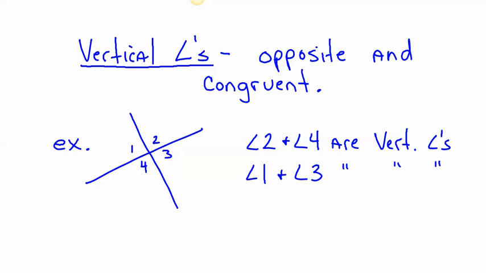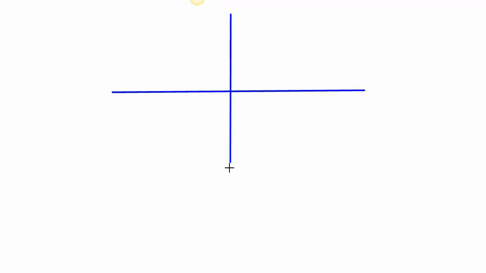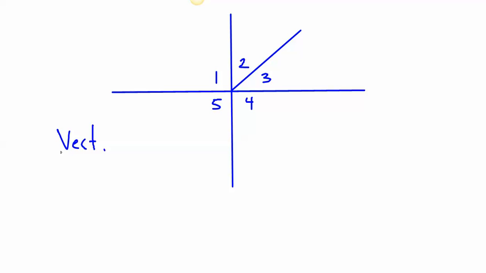Here's something you have to be careful of. You don't have to draw this if you don't want to. This picture gets people all the time. Angle 3, angle 4, and angle 5. All right, give me a pair of vertical angles here. Yes. Good. 1 and 4. Give me another pair of vertical angles. Yes. Sorry, but no. The only pair of vertical angles in that picture are 1 and 4.